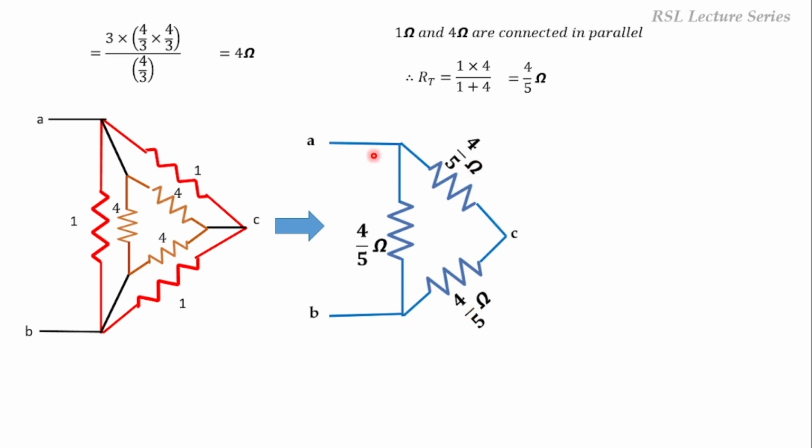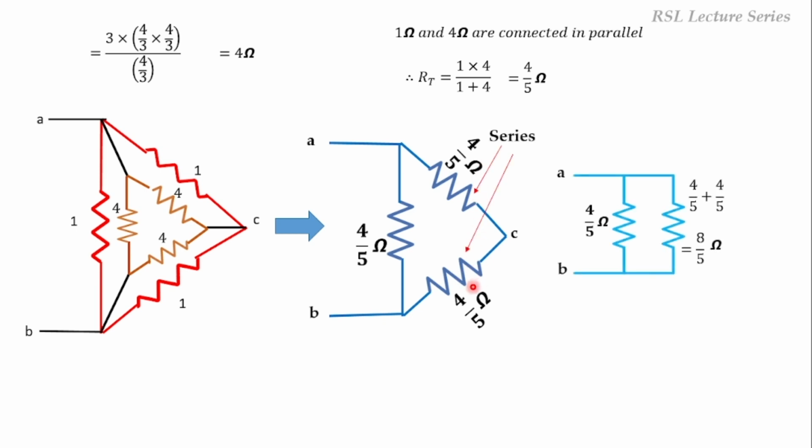Now we should not disturb this particular branch because this is directly connected to the terminals A and B. If you see here, these two resistors are connected in series. Only one end is connected, and the other ends are connected to the terminals A and B respectively. Now we can simplify them into a single equivalent resistance by adding them together. Now 4 by 5 will remain as such. Now we can add these two: 4 by 5 plus 4 by 5 will be equal to 8 by 5.